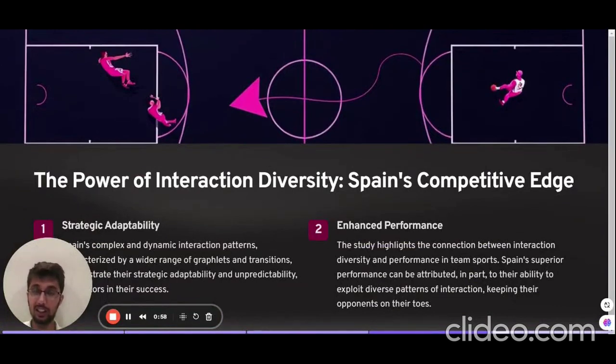It was their enhanced player interactions, which gave them strategic adaptability, which leads to enhanced performance.